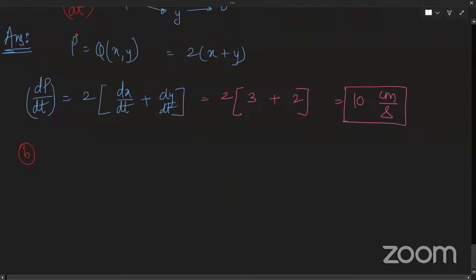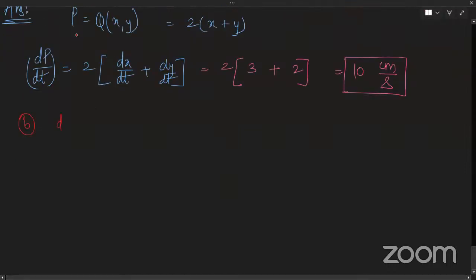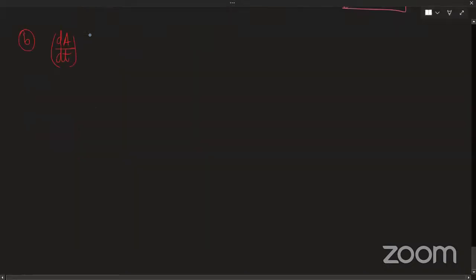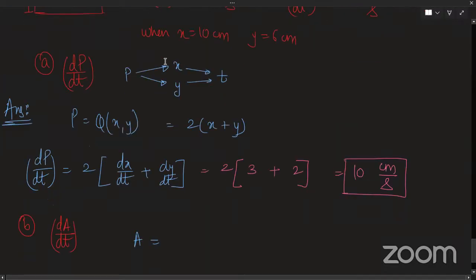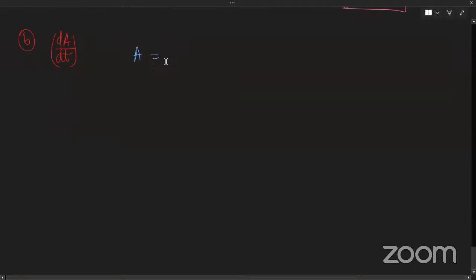Now it is asking you what is the value of the change of area with respect to time. This one is a little bit special for today. Can you write your area in terms of x and y? Can you represent your area in terms of x and y? x into y. Great. If you have to differentiate your area with respect to time, how will you do it?